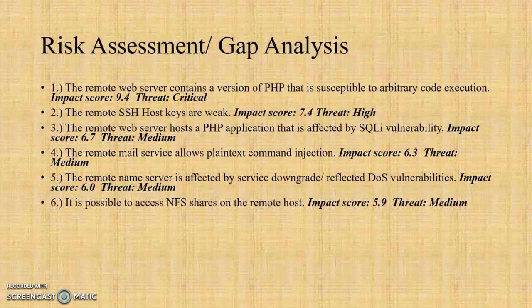The sixth vulnerability is that it is possible to access network file system NFS shares on the remote host. The impact score is 5.9 and the threat is medium. An attacker may be able to access NFS shares exported by the remote server and read and write files on the remote host.